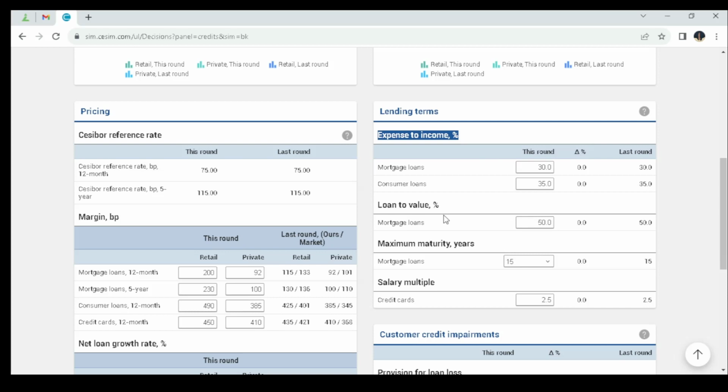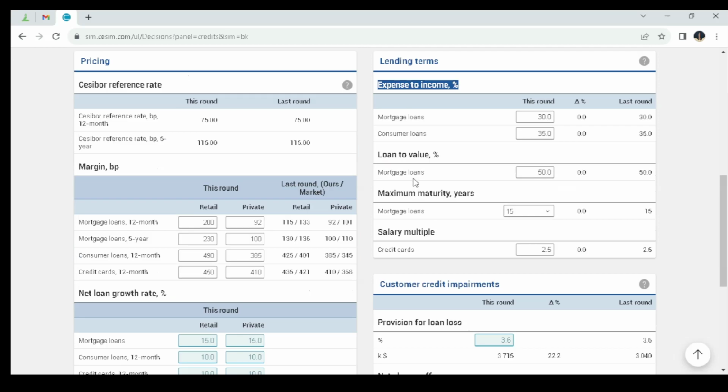Also, the smaller the expense to income is, the more conservative we are in trying to get the customer. Next we have the loan to value in percentage, and here it simply means how much loan we can take against a particular asset, which is the mortgage loan. You can see the mortgage loan here, maybe it's 50%. So it simply means how much loan we can take against a particular asset.